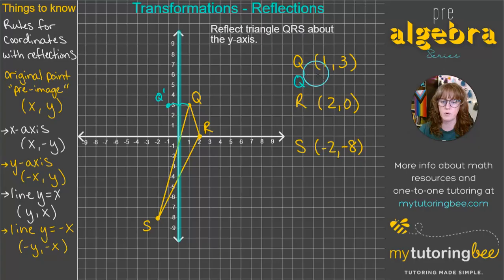So our Q prime, this would be -1, but our y value would stay the same at 3. And we can see that is what we have here. Our Q prime is at -1, 3.